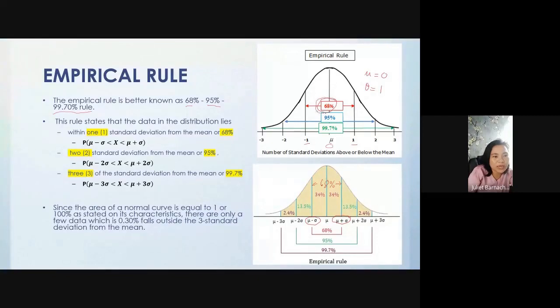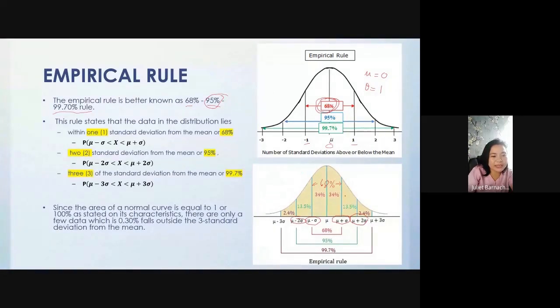Kaya ayun, nasa taas. Yung 95% rule naman is 2 standard deviations from the mean. 2 naman. So 2 distances from the mean. So we have to find the z-score. X is between mu minus 2 times standard deviation and mu plus 2 times standard deviation. So, ito siya. Mula sa negative 2 hanggang sa positive 2. And that is 95%.